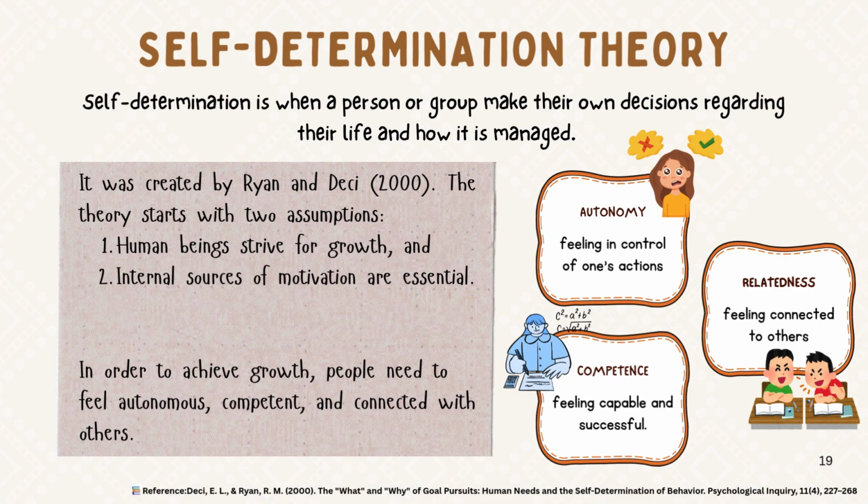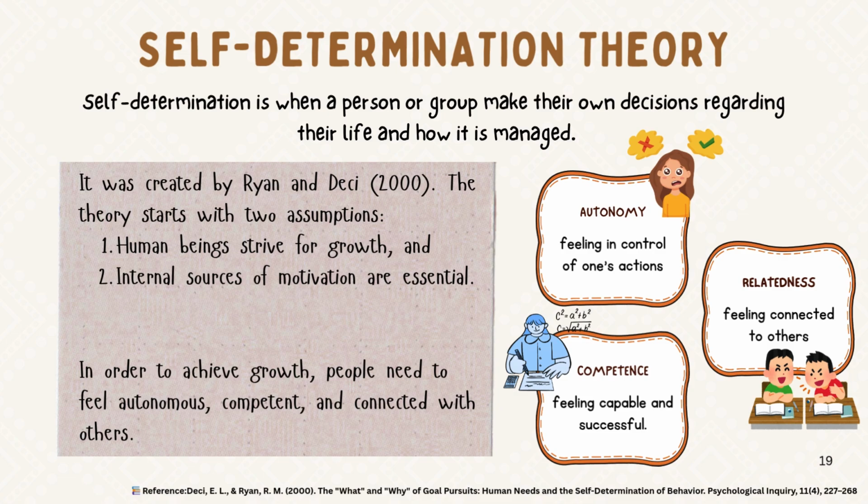So, to reach their full potential, students need to experience three core psychological needs. The first one, autonomy, the feeling of being in control of one's actions. Second one, competence, the feeling of being capable and successful in what they do. The last one, relatedness, feeling connected and supported by others. When these three needs are fulfilled, students are more likely to develop intrinsic motivation, which leads to better learning outcomes and personal satisfaction.